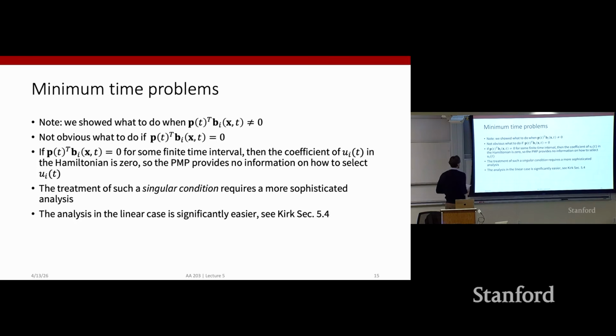Okay, and so essentially we showed what to do when P transpose B is different from 0. It is not obvious what we do in the equal to 0 case, and we discussed this. We refer to these situations as singular conditions or singular arcs. And if you're interested in learning more, the textbook from Kirk we were referring to last week is indeed a good reference for this, because it has some discussions.